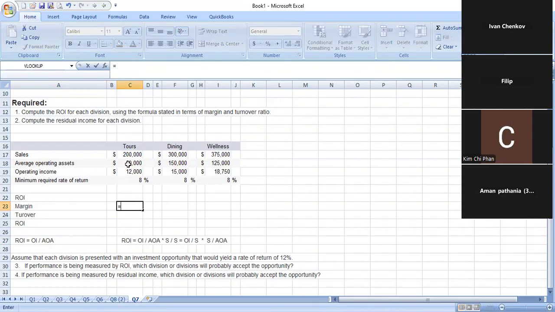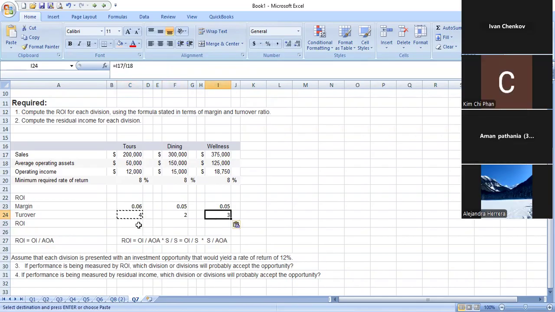So in the first case it will be 12 divided by 200,000, 0.6. Next one will be 0.5, and the next one will be 0.5. Turnover in the first case will be sales divided by average operating assets: 4. Here it will be 4, the next one will be 2, the next one will be 3.